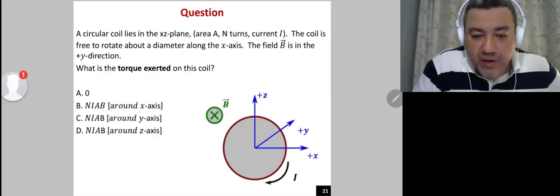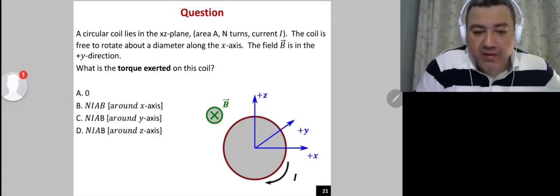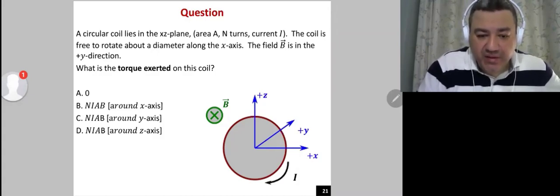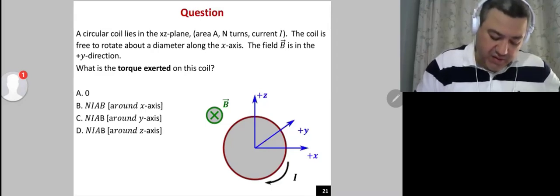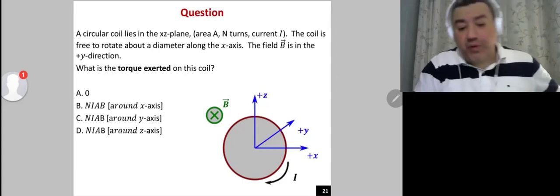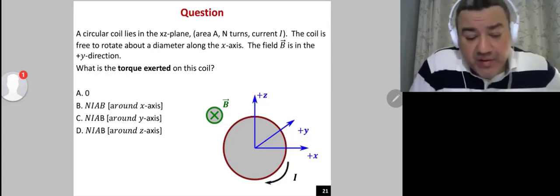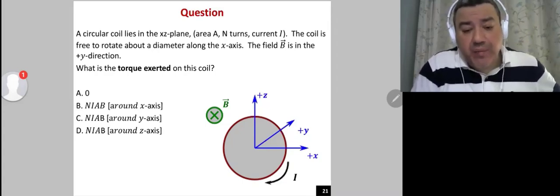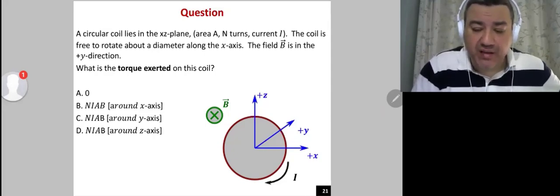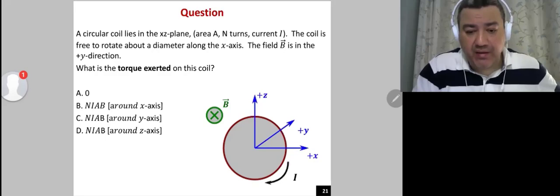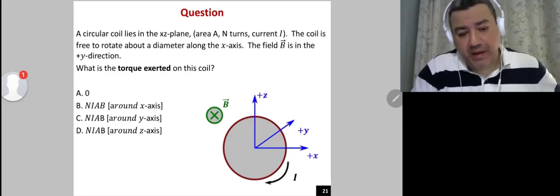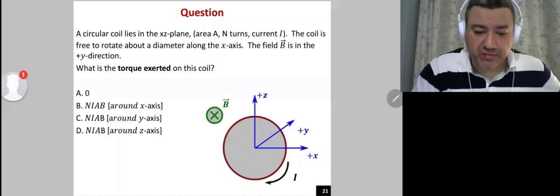One more time. Y, it is C and the last one. No, because the magnetic dipole moment is already parallel with the magnetic field. So the angle theta is 0. And that's why the torque would be 0.